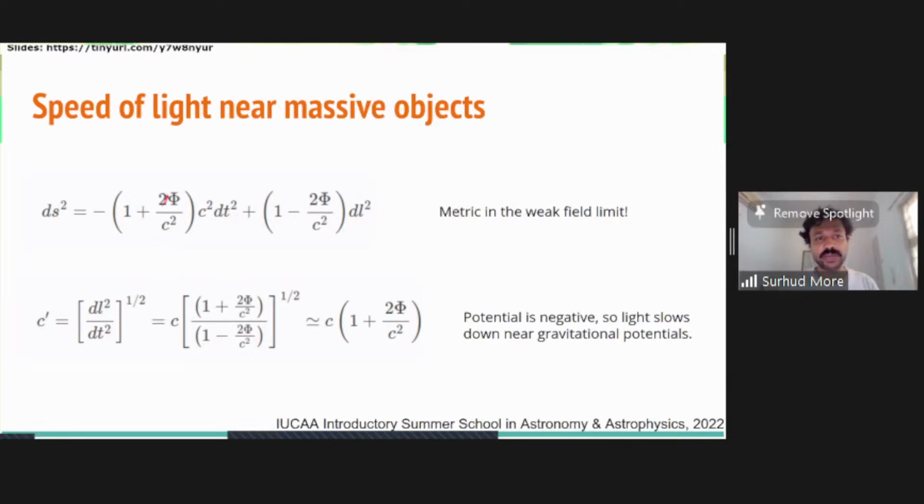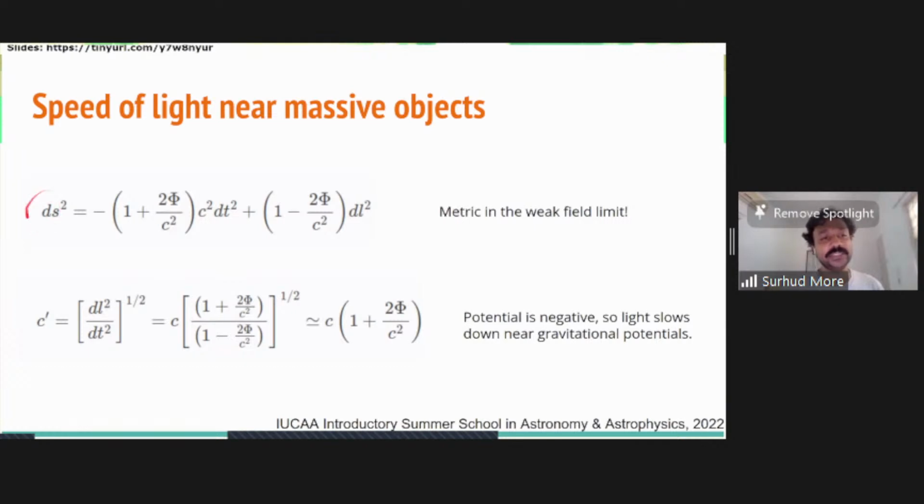Right? So there is a 1 plus 2 phi by c square, and then a 1 minus 2 phi by c square, which go in front of the standard Minkowski metric that you are used to. Okay? So this is the metric in the weak field limit. So let's assume initially that we are working in the weak field limit. Then we know that light travels on null geodesics. So this ds square should be equal to 0 if you are considering light.